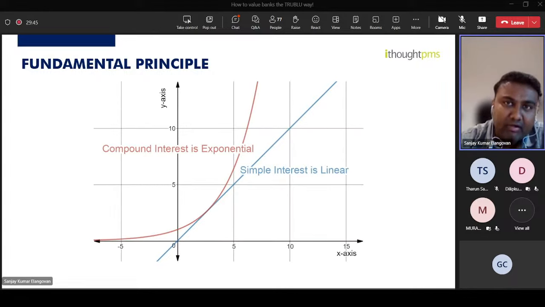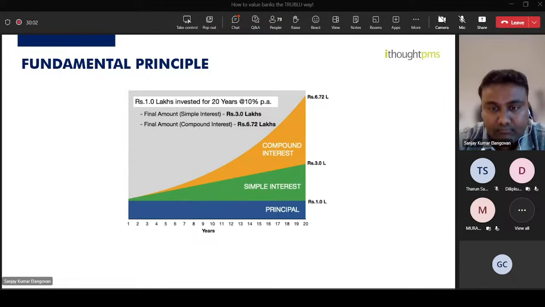And compound interest is exponential. If you put it in a graph, go to Excel, make a table, put some variables, you will see that compound interest is exponential beyond a point and simple interest is linear. So this is the core fundamental principle on which we'll have to look at banks.